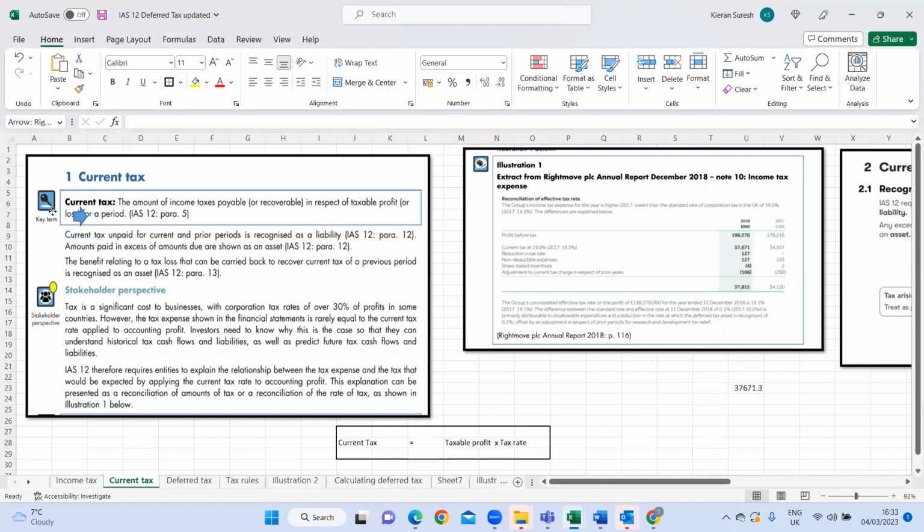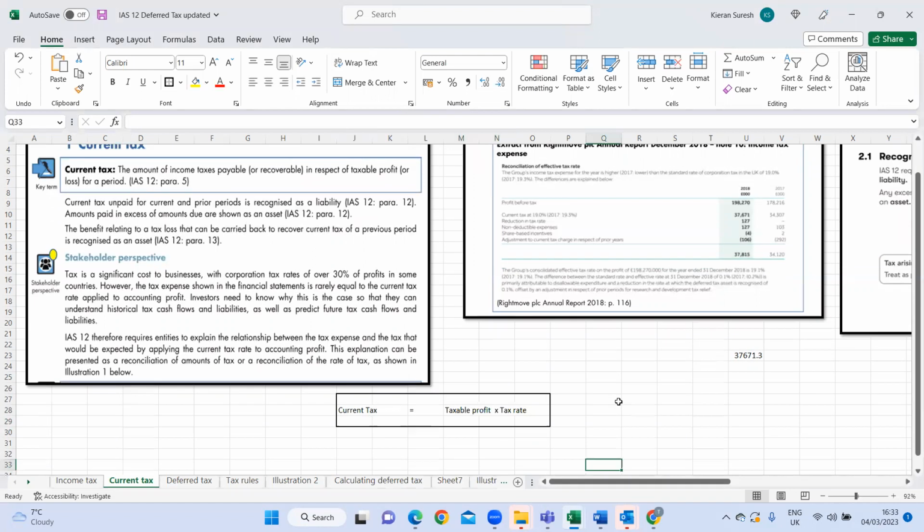So what they're trying to tell us is this. Say, for example, for the current year, 2019, I computed my tax based on the taxable profit, and it came up to 90,000. So the double entry for this 90,000: I'm going to debit my profit and loss account and credit the tax authorities' tax liability. That's the double entry.